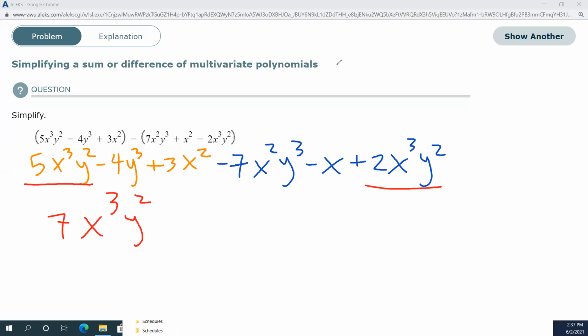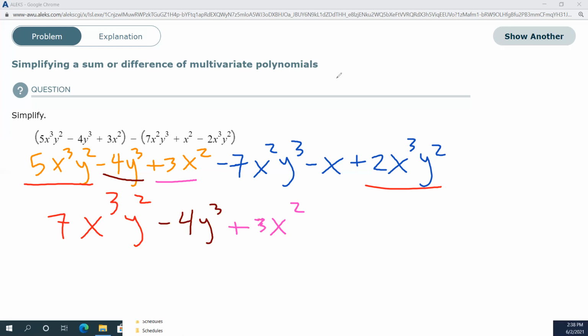And then we've got, let's see, -4y cubed. And there's no other y cubed term in there to combine with. So I'll just write down -4y cubed. That's all. We've got a 3x squared. There are no other x squared terms. So I'll just write down the plus 3x squared.